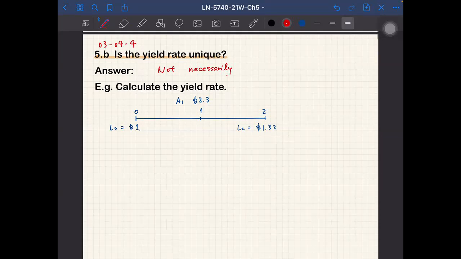So think about the cash flow of this. At first you have to pay $1 at time 0, and you receive $2.3 at time 1, and you have to pay $1.32 at time 2. So what's the internal rate of return for this one?